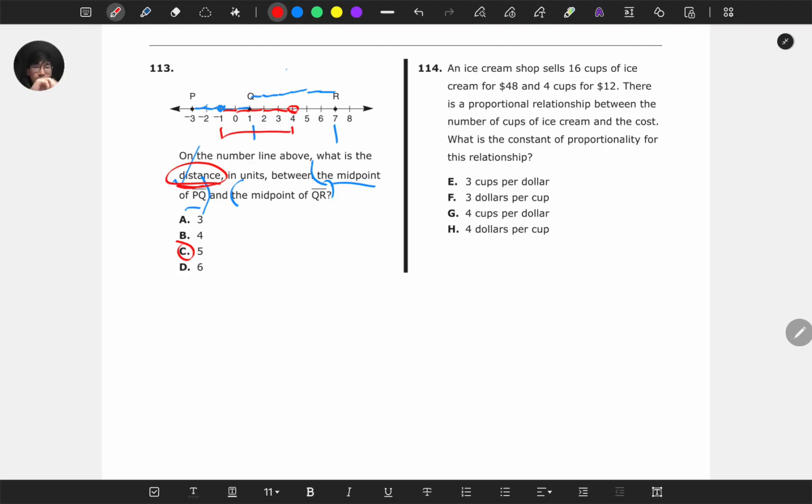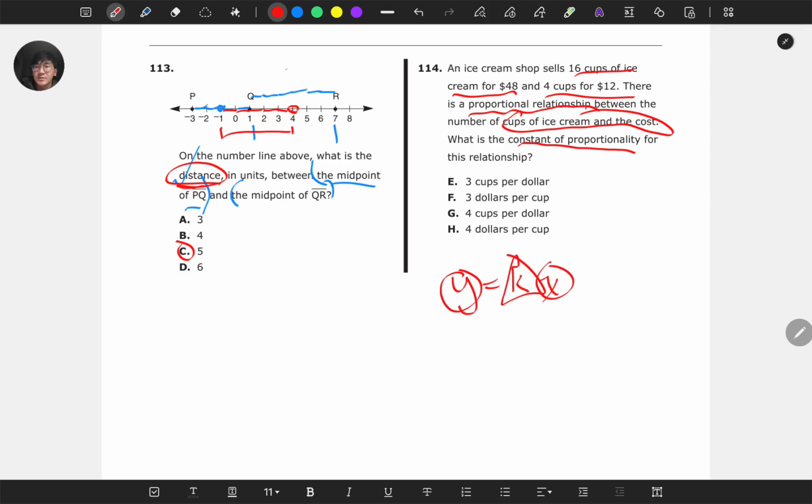Okay, last question. There's more constant of proportionality. An ice cream shop sells 16 cups of ice cream for $48 and 4 cups for $12. There is a proportional relationship between the number of cups of ice cream and the cost. So that means, once again, y is equal to kx. There's 2 variables here, right? But then they're saying that there's a constant, right? So when you do the ratio y over x, it's got to equal a constant. Okay, now they're asking you for that constant k.